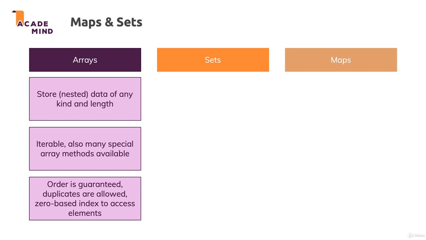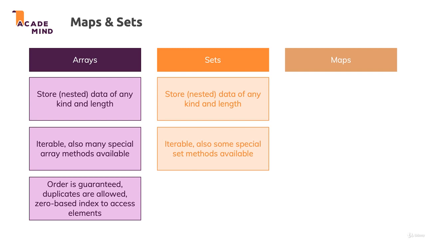Now, what are sets then? Sets are also data structures which store nested data of any kind of length. So you can have sets of arrays, sets of numbers, anything goes. And it's an iterable with some special set methods, but not with all these array methods. So these array methods are not supported on sets. Instead, there are standalone set methods, which are mostly there to manage the data in the set, though, not for transforming it and so on. Though you can always, what you already learned, convert any iterable to an array with the Array.from method.